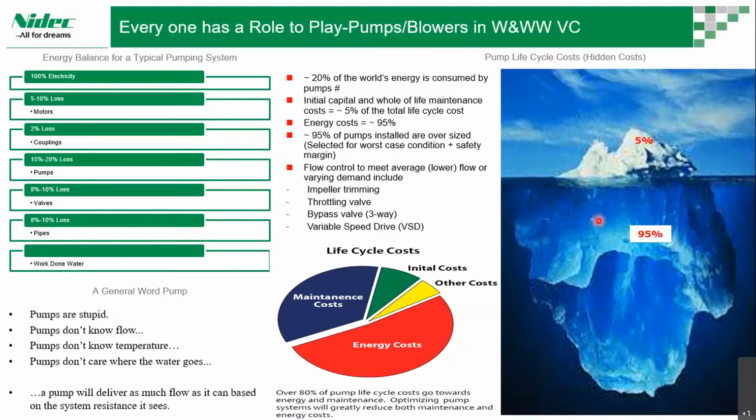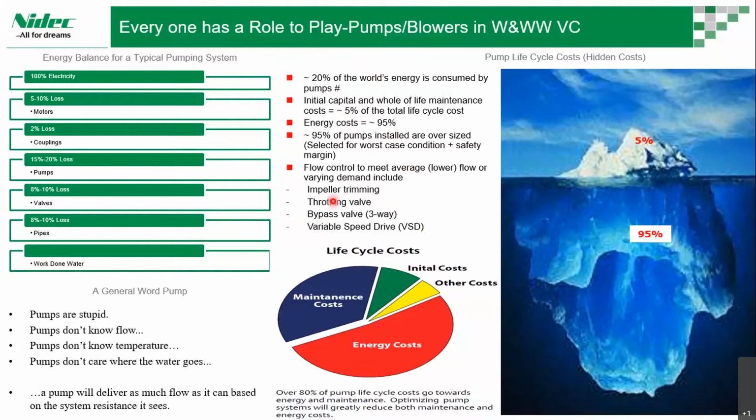Now coming to the pump life cycle cost, we can see 5% is visible and 95% is invisible. So 80% of the life cycle cost goes to energy as well as maintenance. The initial cost is less than around 20%, and other costs are around 10 to 12%. This is what we are going to take care of by putting in a VSD. Approximately 20% of the world's energy is consumed by pump motors. The initial capital and whole life maintenance cost is around 5%, and the energy cost is around 95%.